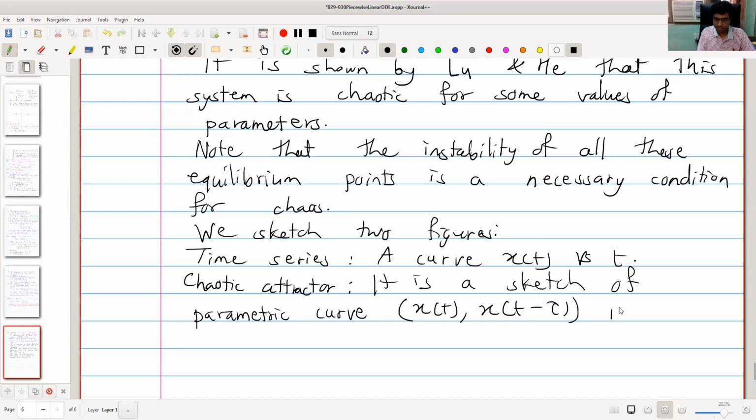Parametric curve in plane. Okay, this is a two-dimensional diagram, plane. So we are calling it a plane when the system is chaotic.